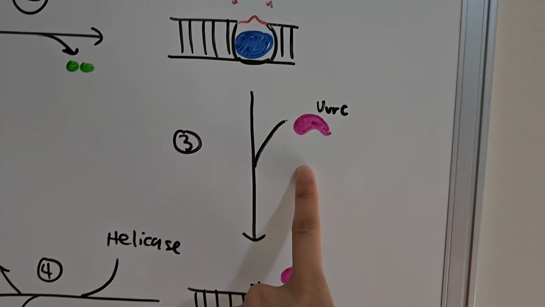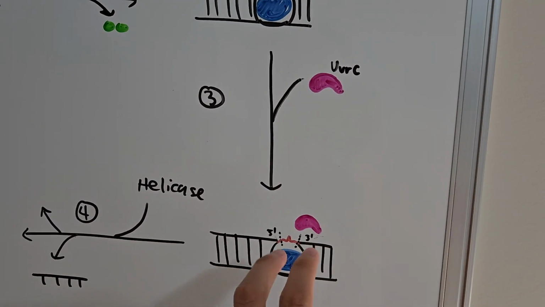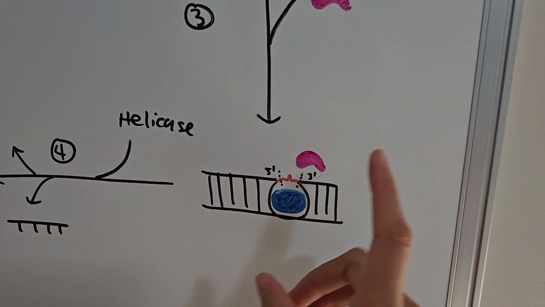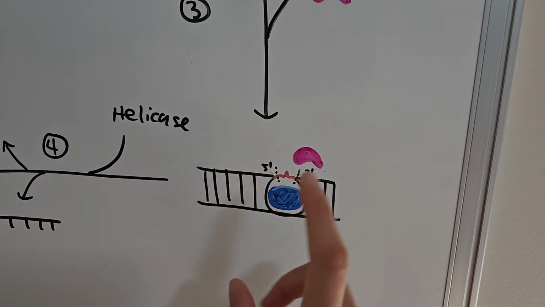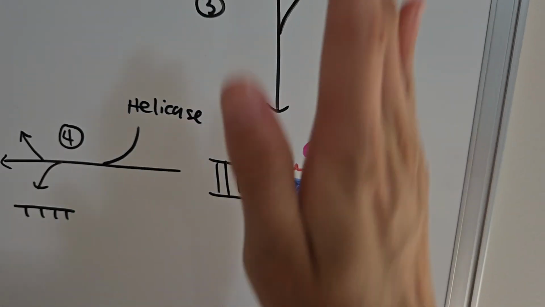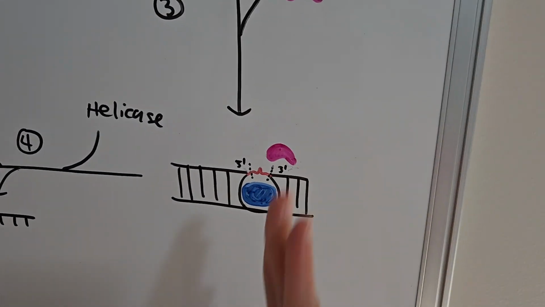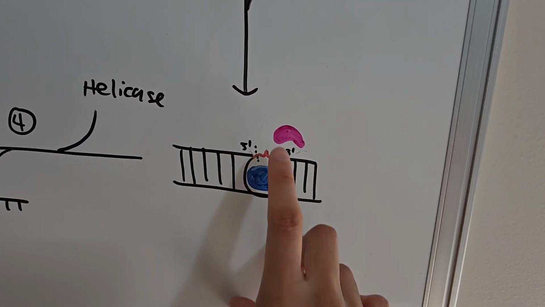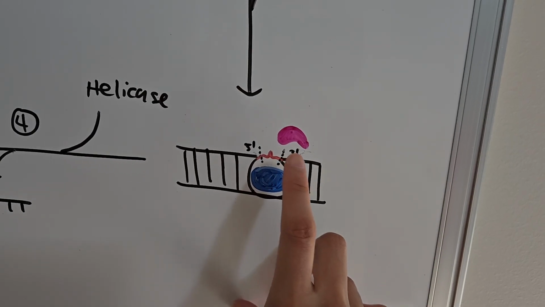So UVRB just got a rebound, and that's UVRC. Once that happens, UVRC is going to nick or cut the 3' end and the 5' end of the thymine dimer. So it's going to basically cut on either side of that lesion and not anywhere else, because it's only going to be bound to there.